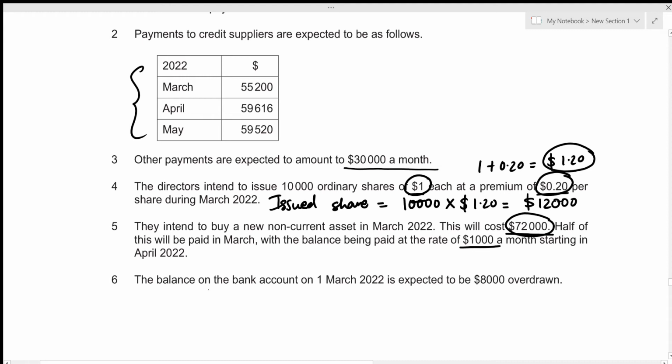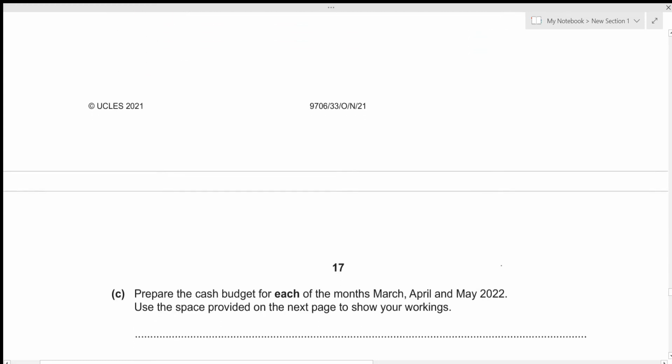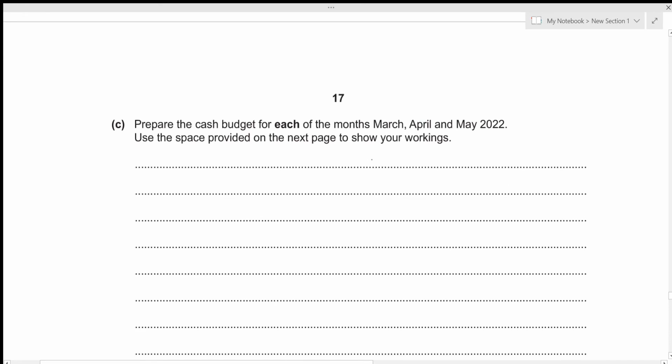Then we're given the balance on the bank account on 1st March 2022 is expected to be 8,000 overdrawn, which means that this is a negative balance. Alright, now we can have a look at our question. We need to prepare the cash budget for each of the months, March, April, and May 2022.